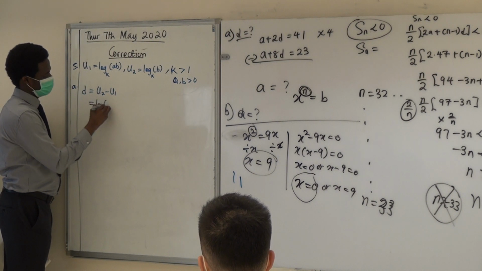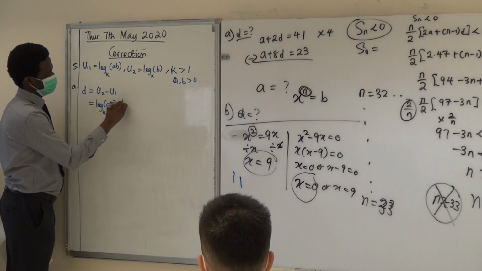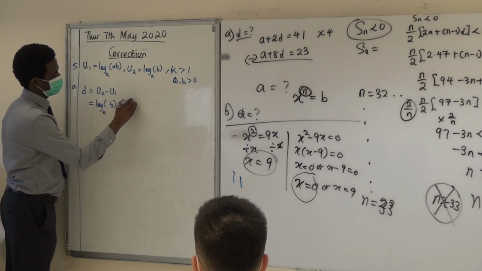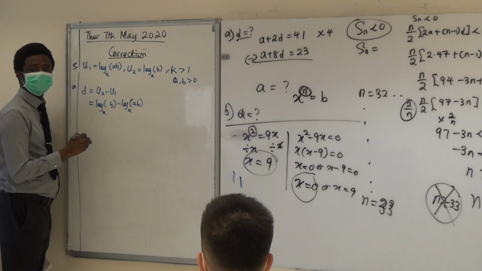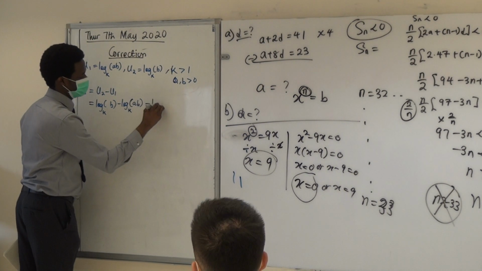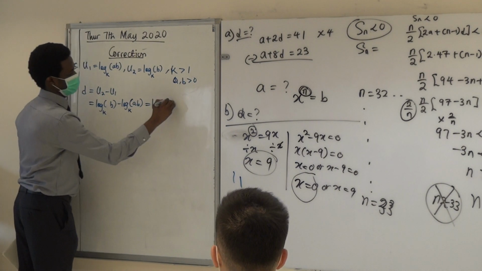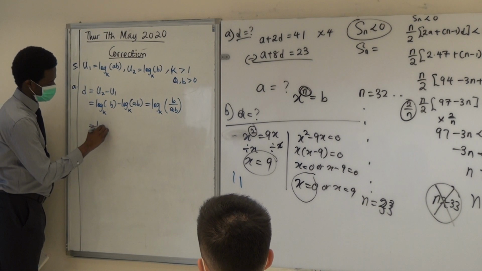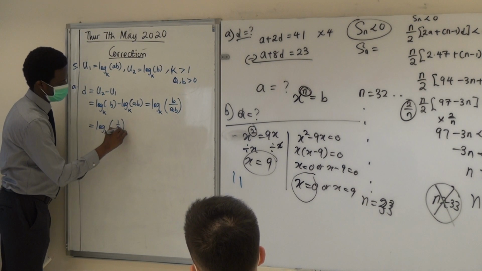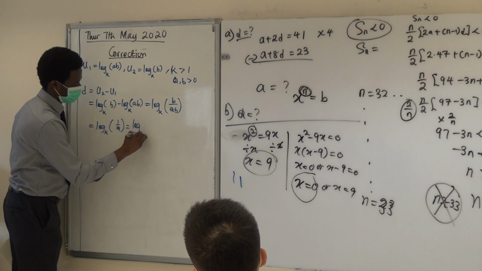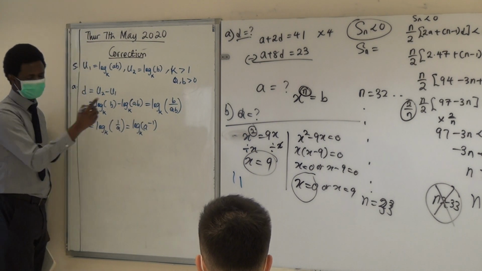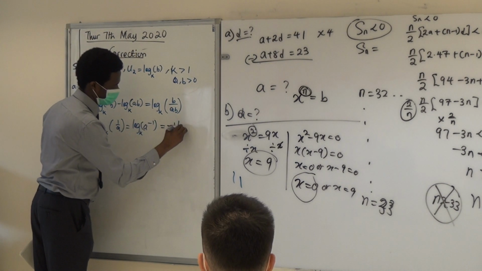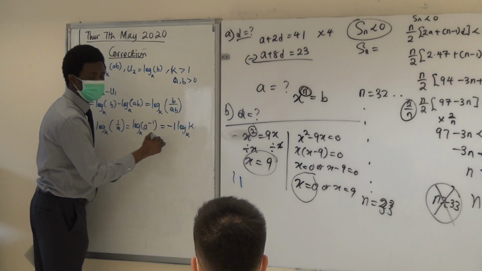U2 is log AB to base K. U1 is log B to base K. Then we apply the law of logarithm. This divided by this. That will be log to base K 1 over A. Then it becomes log to base K, A to the power negative 1. Of course, the bracket is redundant. I can get it off. Then this comes here. Minus 1 log K to base K, which is 1.